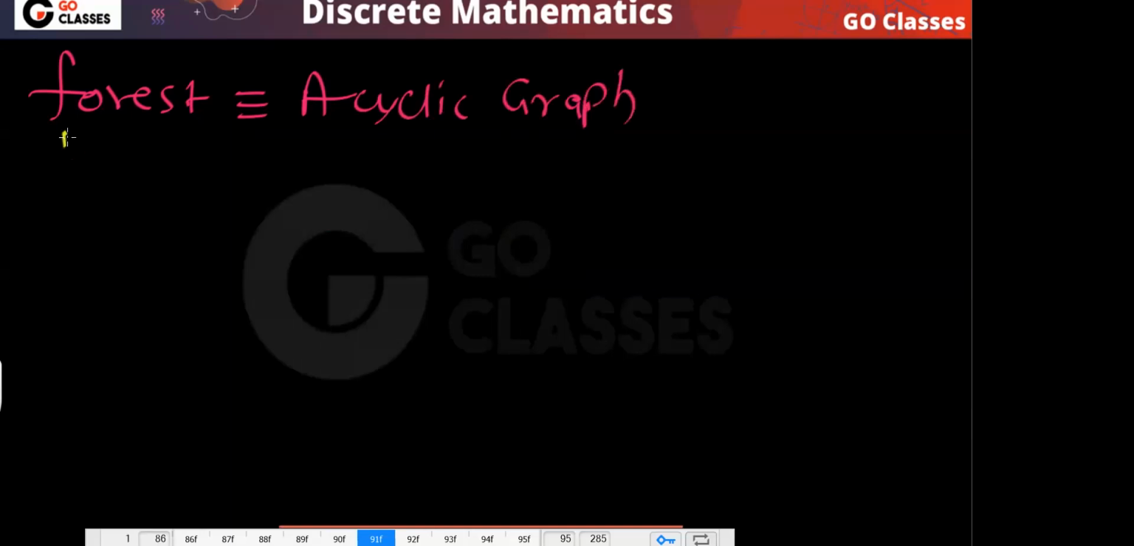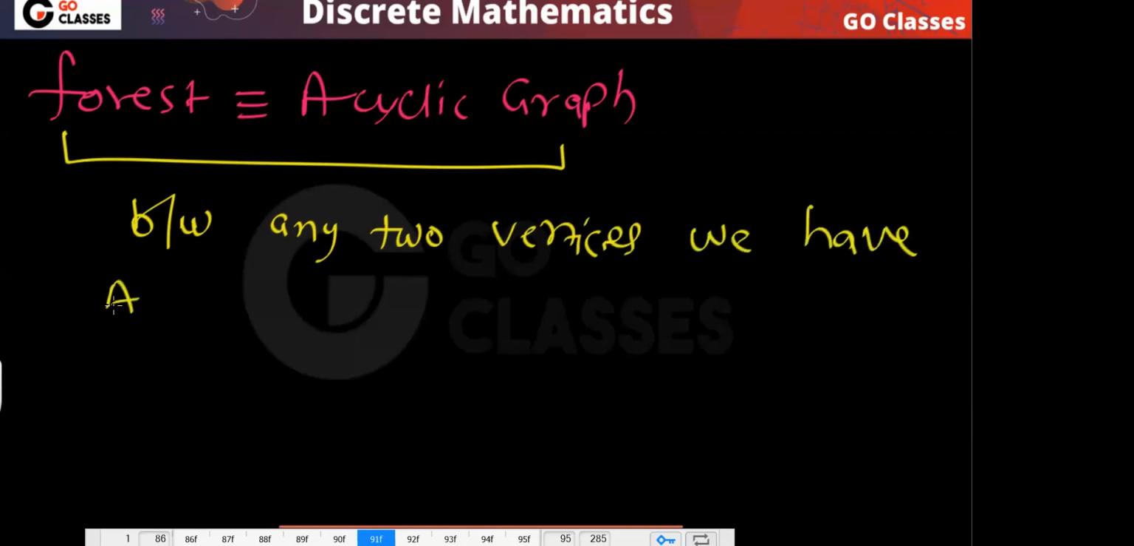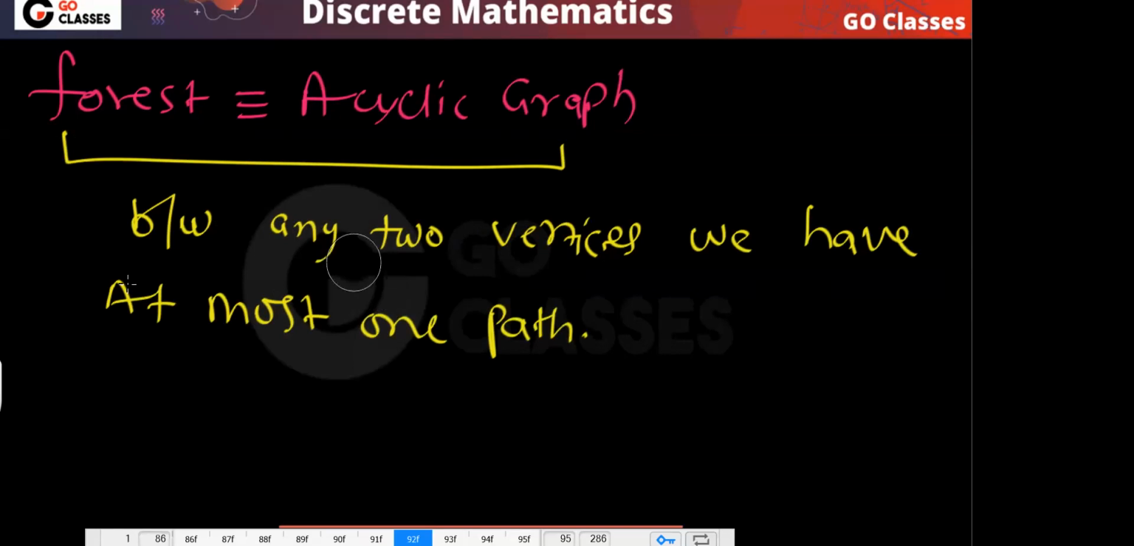What is the definition of that? Between any two vertices, you have at most one path. This is the definition. Now tell me, if between any two vertices you have exactly one path, then what will you say?